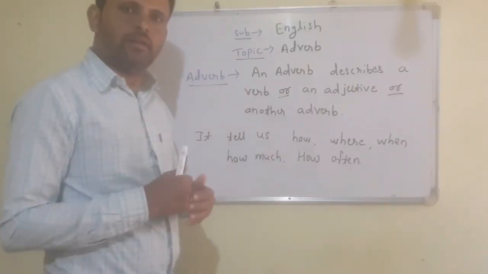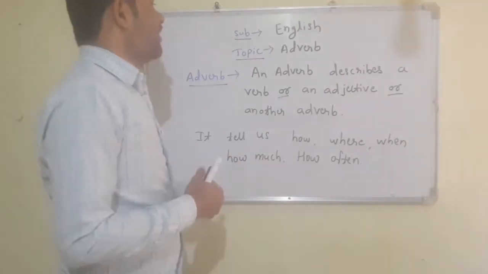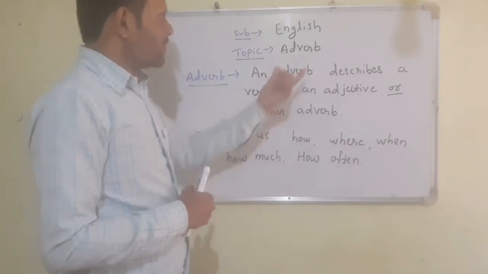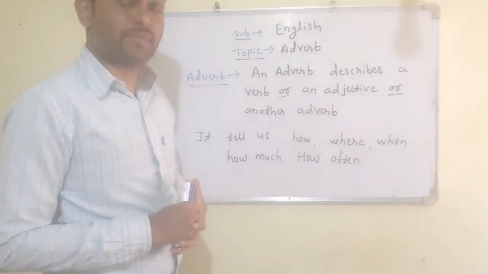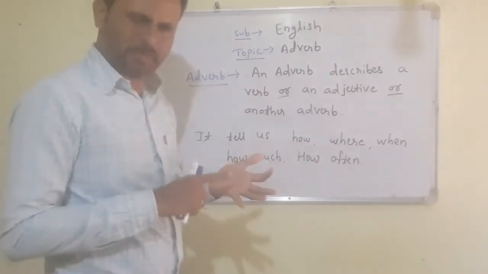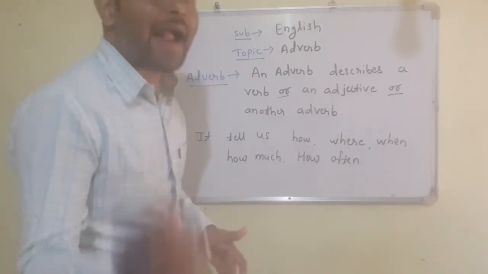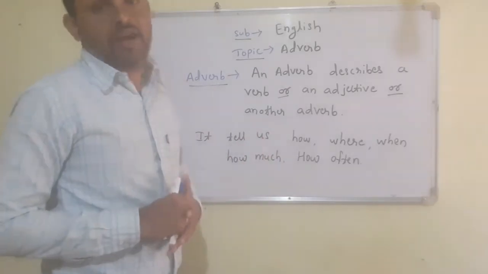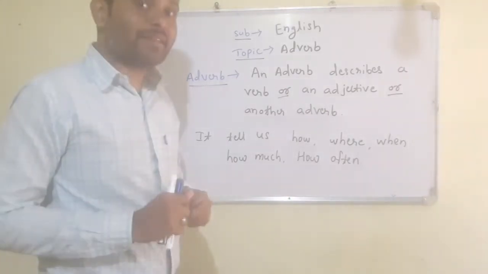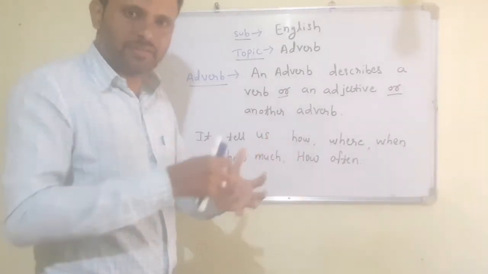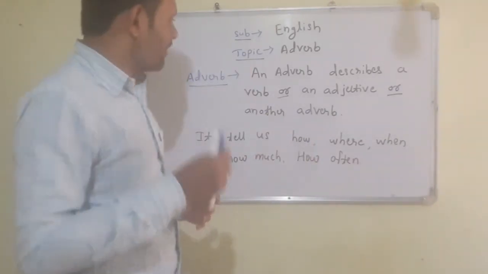English grammar: in that, noun and pronoun we discussed briefly. Today we are going to discuss another part of speech, that's adverb. An adverb describes sometimes a verb, sometimes an adjective, or sometimes another adverb. Its work is only describing: what it is, how it is, how often, how much. Like this it describes.